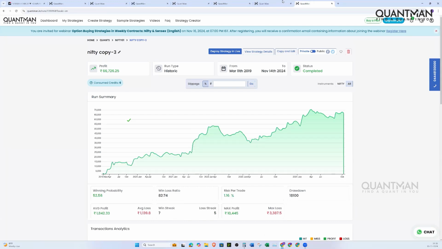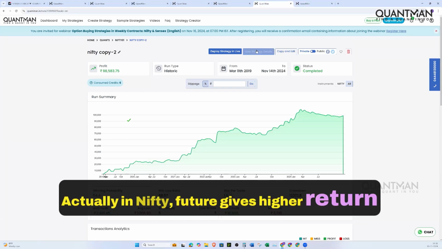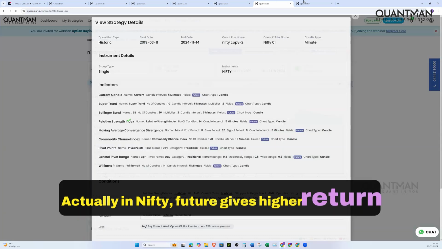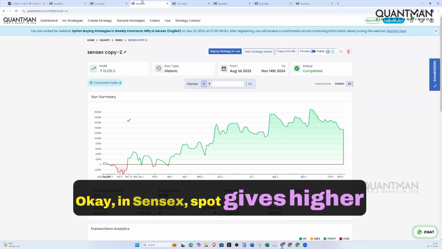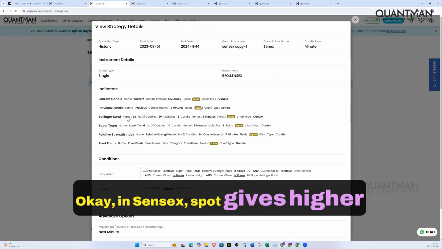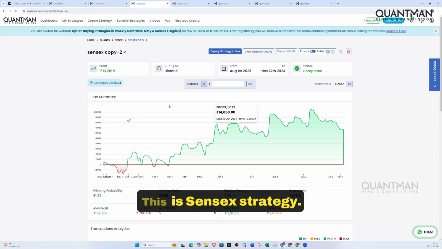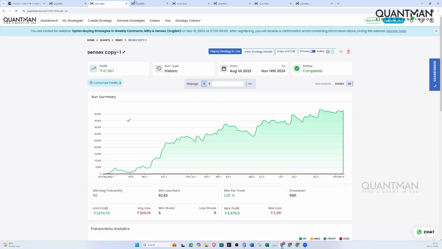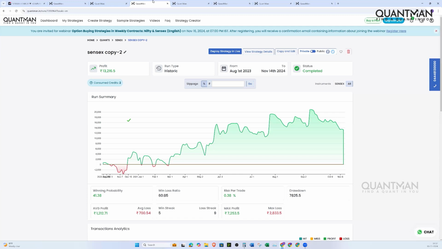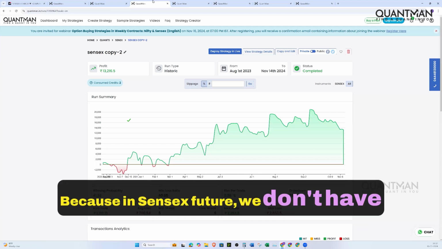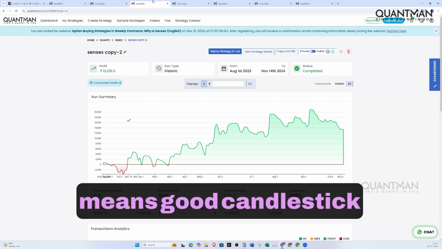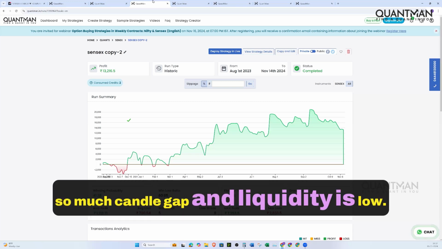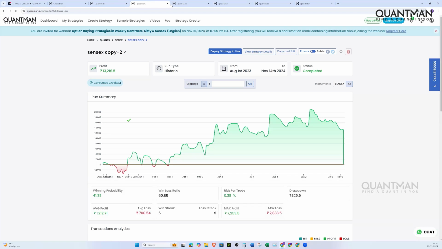See here. Actually, in Nifty, futures give higher return compared to spot. Okay, in Sensex, spot gives higher return compared to futures. This is the Sensex strategy. You can see the difference. Because in Sensex futures, we don't have a good candlestick pattern, which means there are so many candle gaps and liquidity is low.